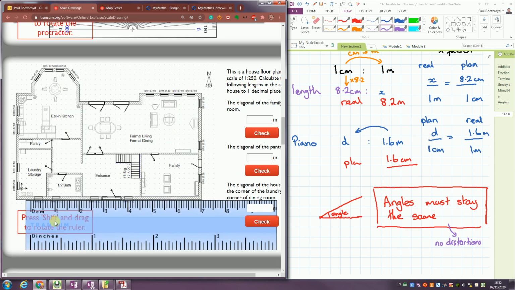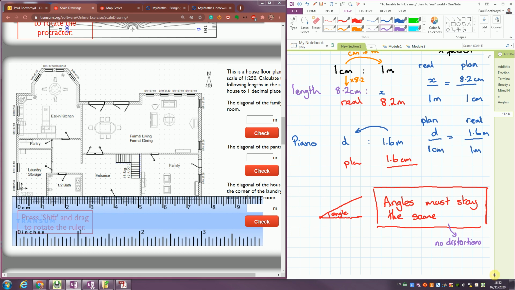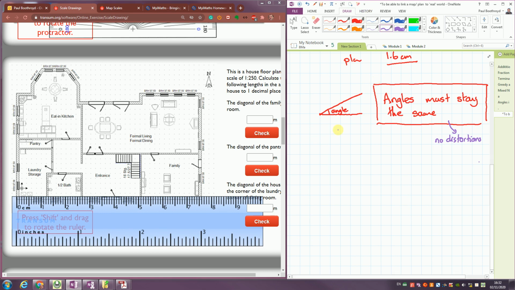There we go. So say I wanted to work out how wide is this house. I'm doing the outside measure. I've measured it to be 7.6 centimetres. So the wall, I now know, is 7.6 centimetres in the plan. In reality, I want to know how long it is. So to get there, I need to know what the scale is. And the scale they gave me is 1 to 250.